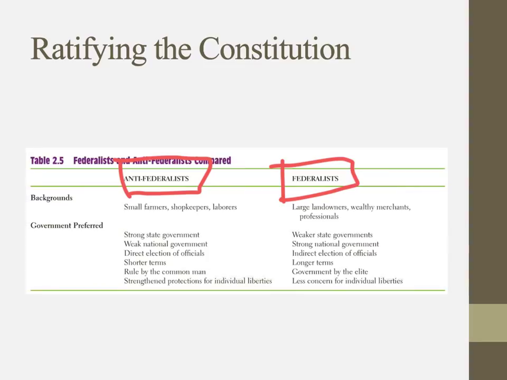And what they wanted is weaker state governments, a strong national government, indirect election, longer terms of officials, governing by the elite, and then individual liberties can be less of a concern.